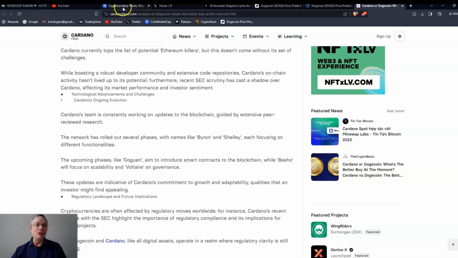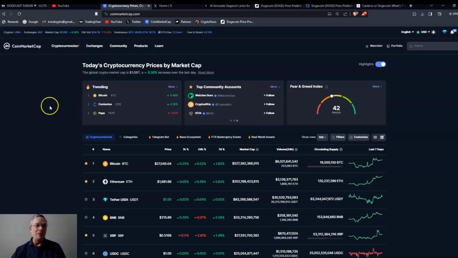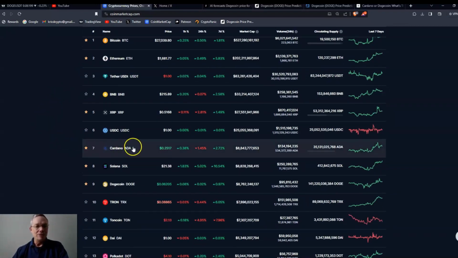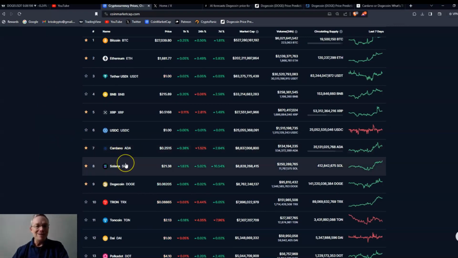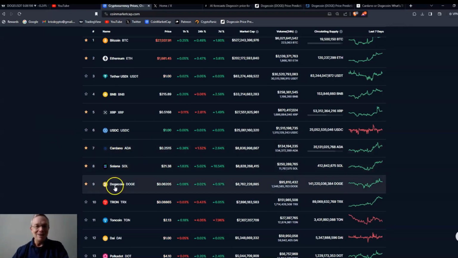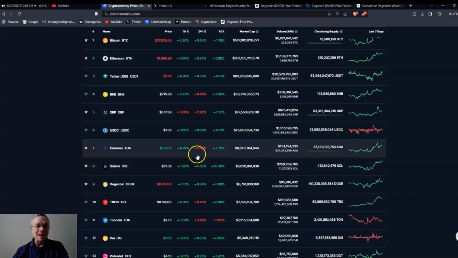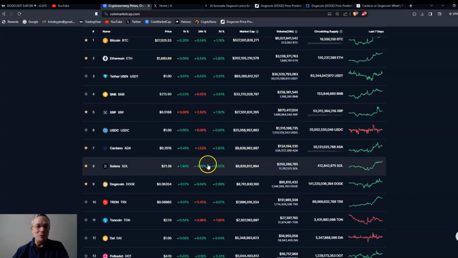And in fact, if we take a look at CoinMarketCap and we say, well, what are the top 10 currencies? Well, here's Cardano at number 7 now. Wait, what's this? Solana? Solana has now surpassed Dogecoin based on this little 5% pump here over the past 24 hours. And it is about to actually also pass Cardano as well.